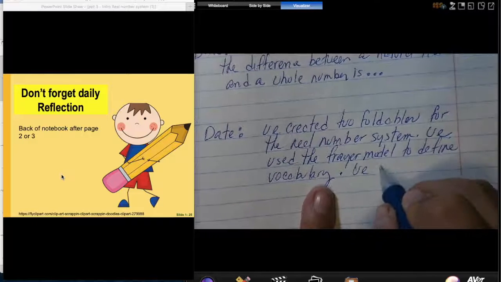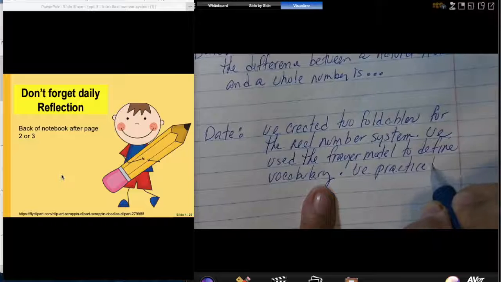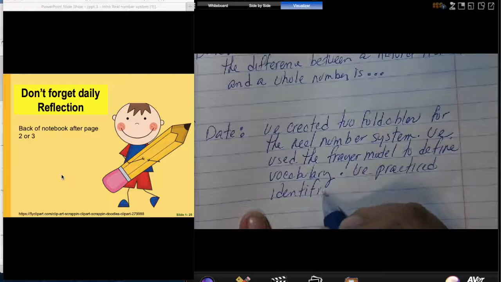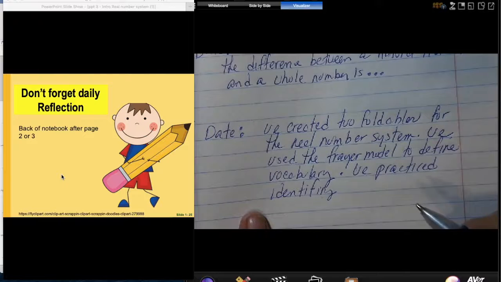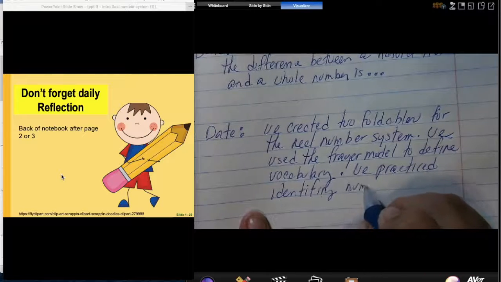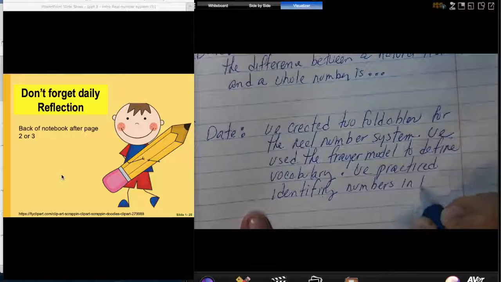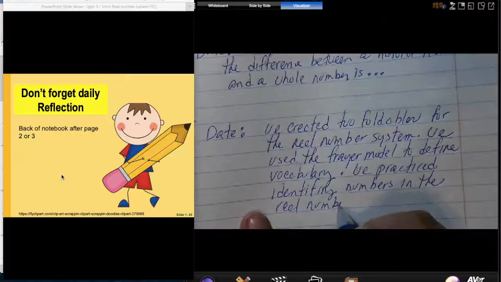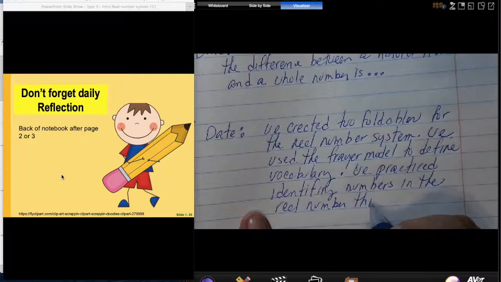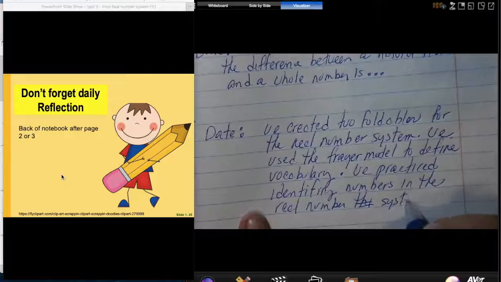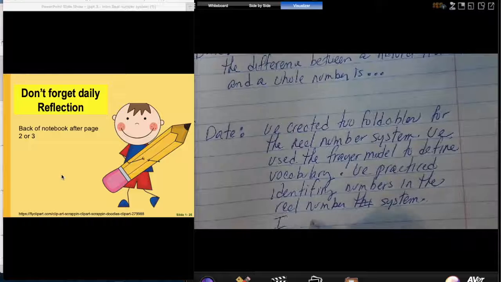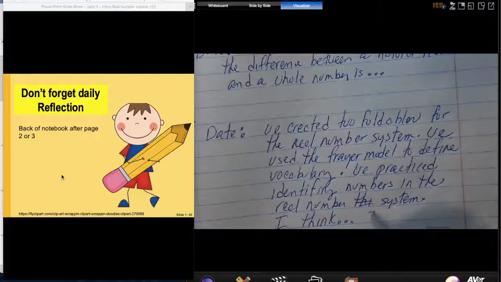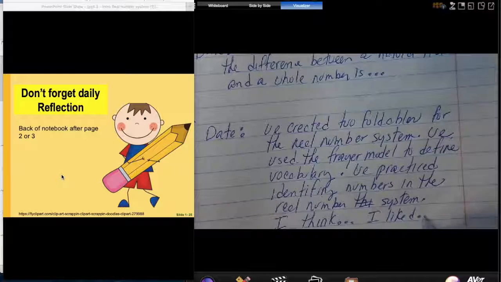We practiced identifying, is that it with a Y? Identifying numbers in the real number system. That was on page 12. In the real number system. I think I liked. Hey, let's go crazy. I enjoyed.